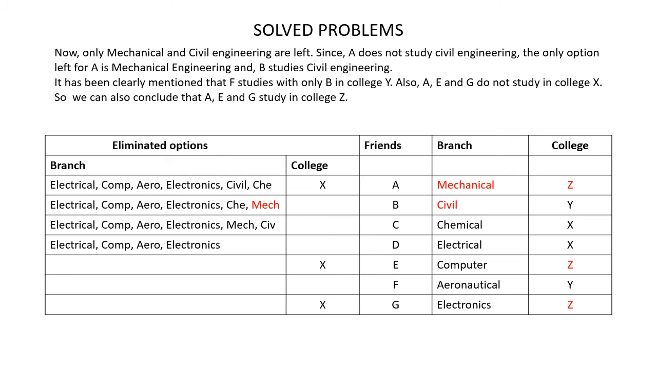Now we know that C studies chemical engineering, D studies electrical engineering, E studies computer engineering, F studies aeronautical engineering, and G studies electronics engineering. Now the only two branches left are mechanical engineering and civil engineering for A and B. But since we know that A does not study civil engineering, clearly A studies mechanical engineering and B studies civil engineering.